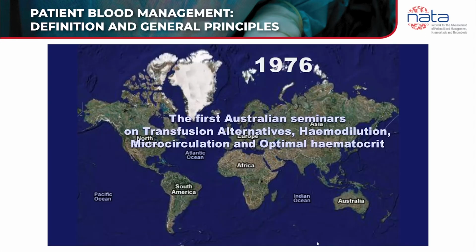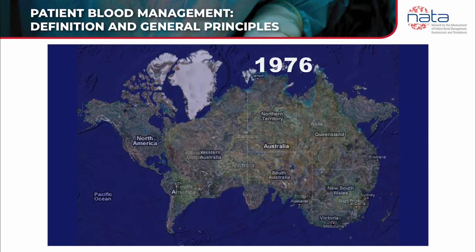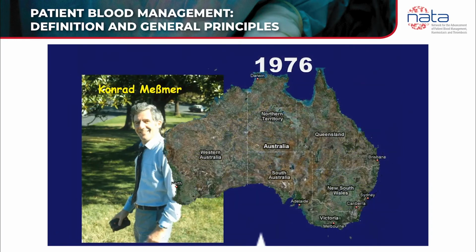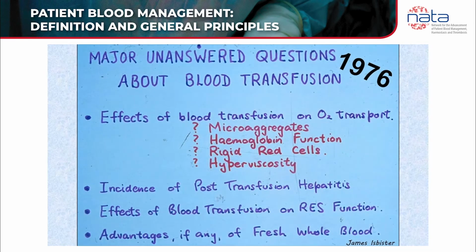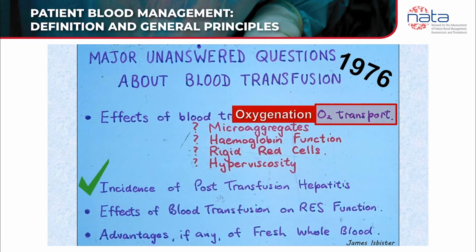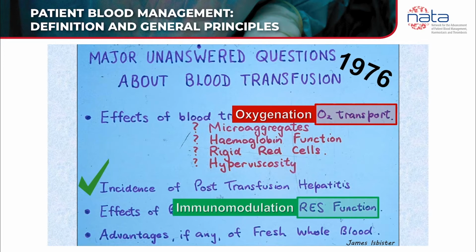Conrad Messmer came to Australia in 1976 and gave a lecture tour around the country, starting in Brisbane, but through all the capital cities. I was indeed fortunate to accompany Conrad Messmer giving a lecture on the hazards of blood transfusion. And this is one of my slides from that time, addressing the major unanswered questions about blood transfusion. It's interesting, if we look at this slide today, the only one that's really been addressed is post-transfusion hepatitis. We're still questioning blood transfusion in relation to impacts on oxygen transport, immunomodulation, and hemostasis.